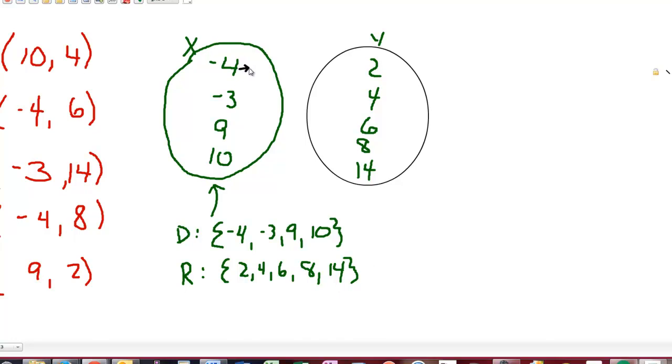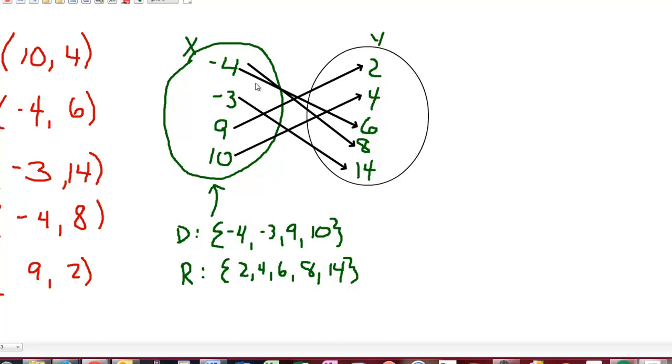So the -4 points to the 6. The -4 also points to the 8. The -3 points to the 14. The 9 points to the 2. 10 points to the 4. Ooh, that's some crazy stuff going on there.